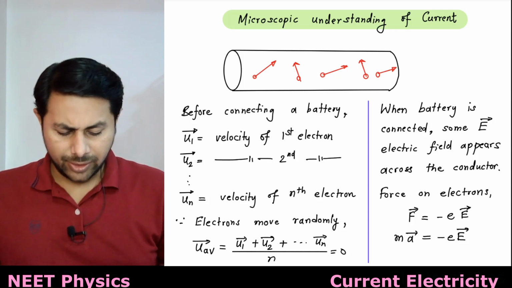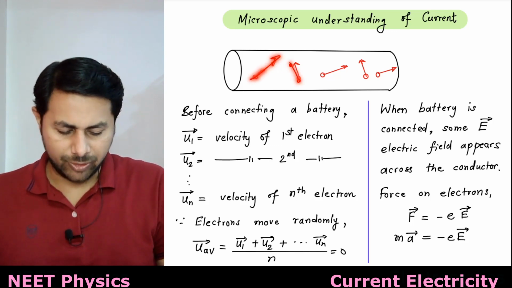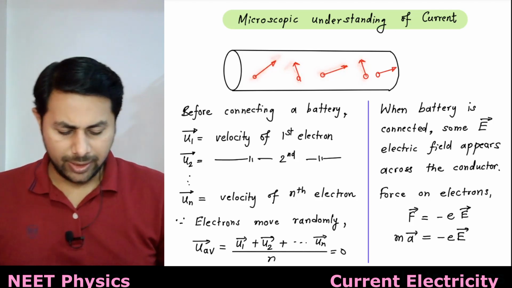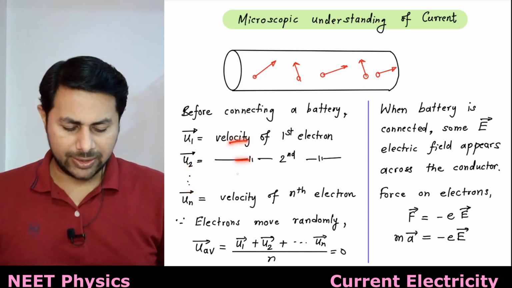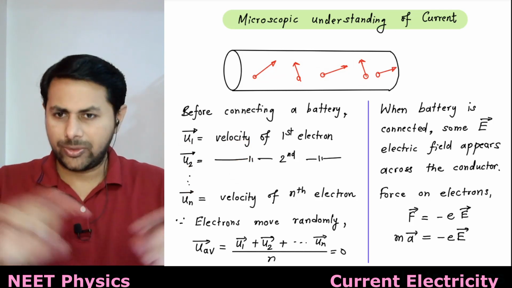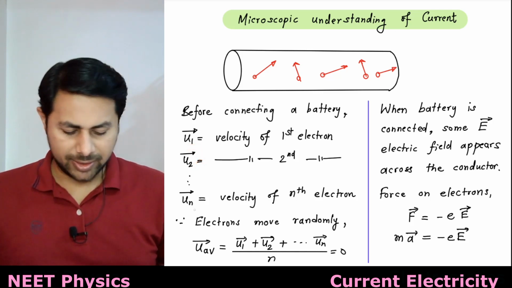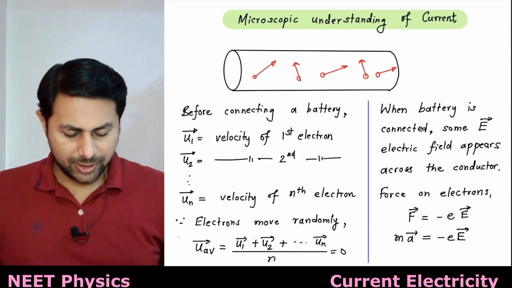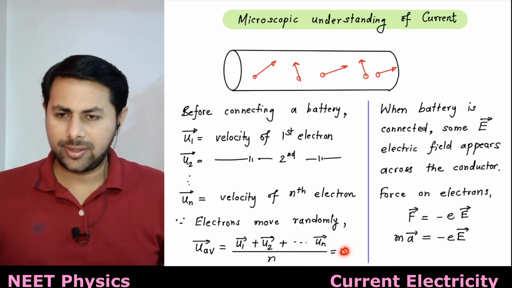So therefore now suppose some of the electrons are moving like this, some electrons are moving like this, one electron is moving like this, one is moving like this, okay. So suppose u1, u2, u3, and so on up to un are their velocities, u1 bar, u2 bar, okay, up to un bar, before you connect any battery. This is the velocity of the first electron, this is the velocity of the second one, this is the velocity of the nth one. Then since they are moving in random directions, if you take the average of all these velocities, what will you get? You will get 0.